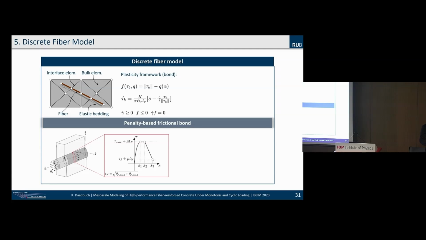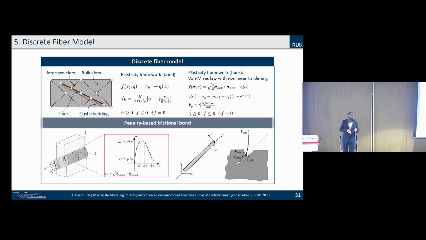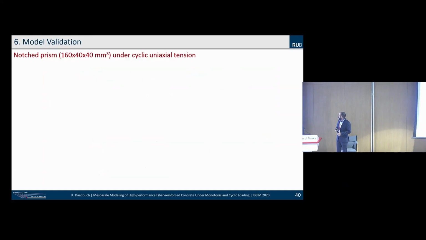This bond element has a penalty-based frictional law to take friction into account also. And for the fiber itself, sometimes we see that the fibers are breaking during the simulation, so we had to introduce a plasticity law in the fiber itself. It's a simple von Mises plasticity law.